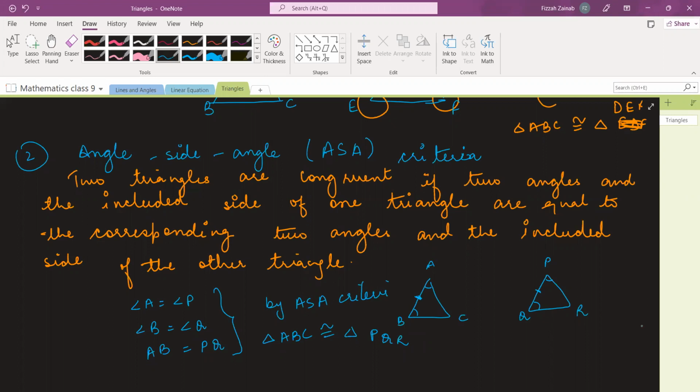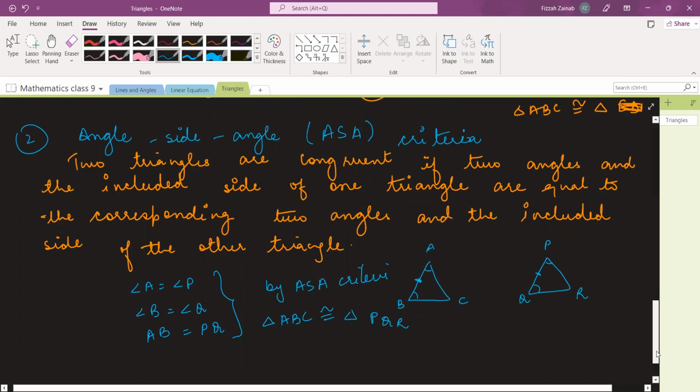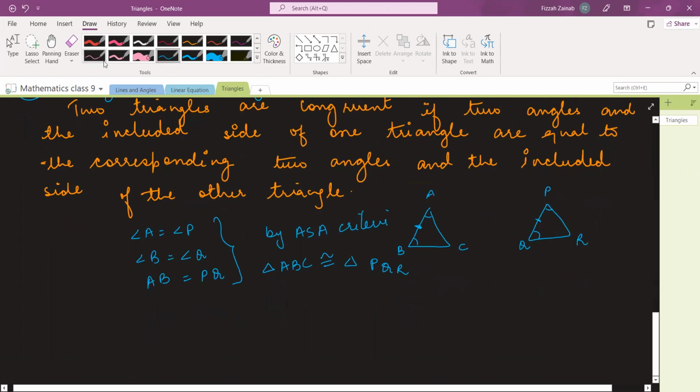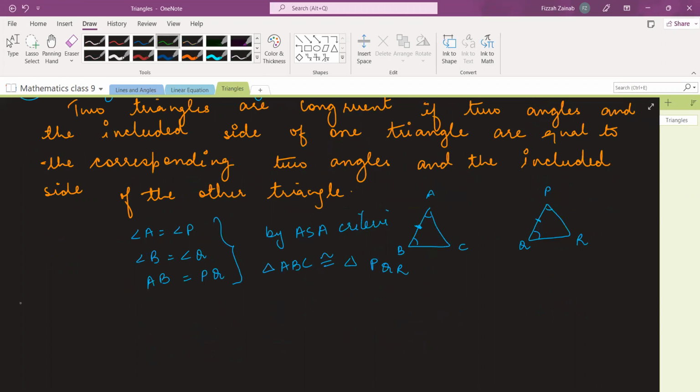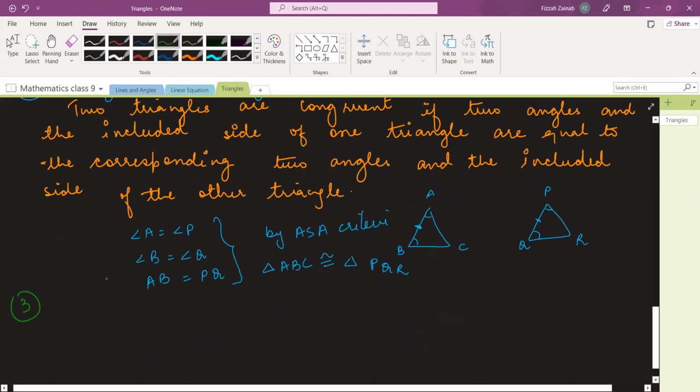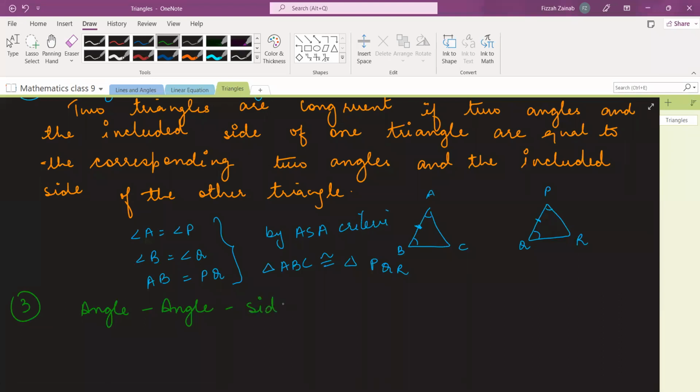Right? Done? Done, ma'am. Third also. Please write down the third criteria also. There are four criteria basically. So first of all, I just want to write down all three and then we will do exercises. So the third is angle, angle, side. So AAS criteria. First write it down, then I'll explain it.